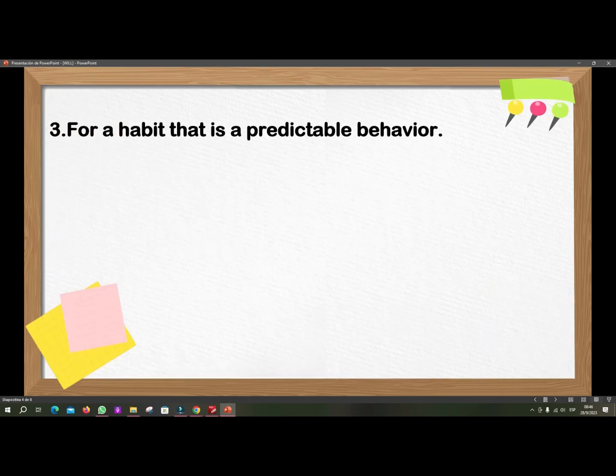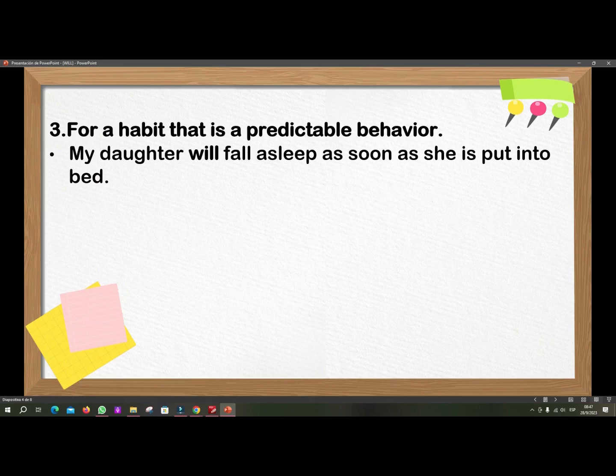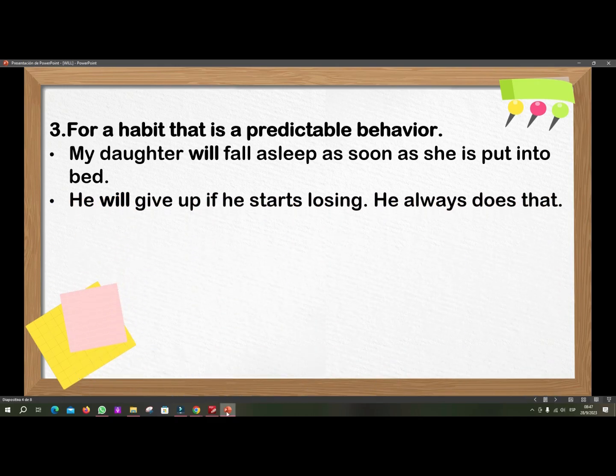3, for a habit that is a predictable behavior. My daughter will fall asleep as soon as she's put into bed, right? También podemos utilizarlo por un hábito que es predecible, cómo va a actuar la persona o cómo van a actuar ustedes, ¿verdad? Ahí tienen el ejemplo, mi hija se va a dormir tan pronto como a ella la pongan en la cama, tan pronto como ella llegue a la cama, se va a dormir. He will give up if he starts losing. He always does that, right? So, that would be another example.